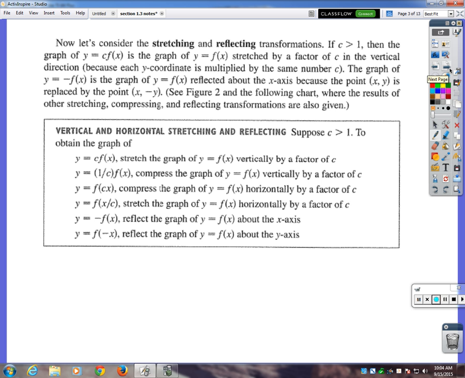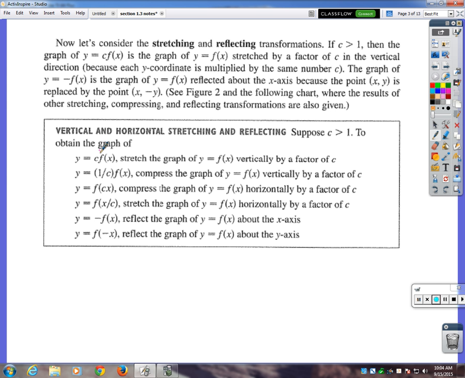Right. So now let's consider stretching and reflecting. If it's outside the parentheses, it's always an up down kind of thing. So if you take the entire function and multiply it by a number outside that function, then that's going to be a vertical stretch by that certain factor.